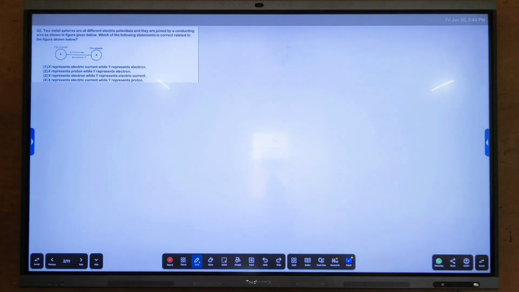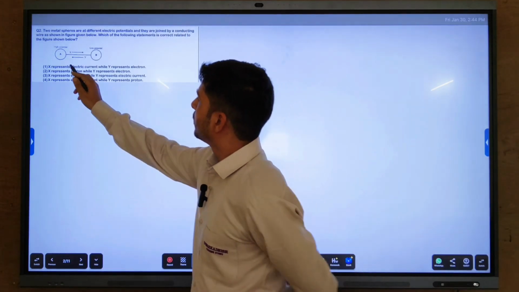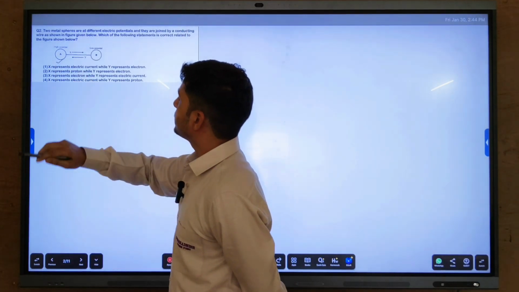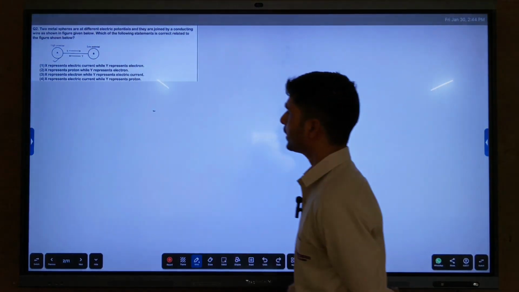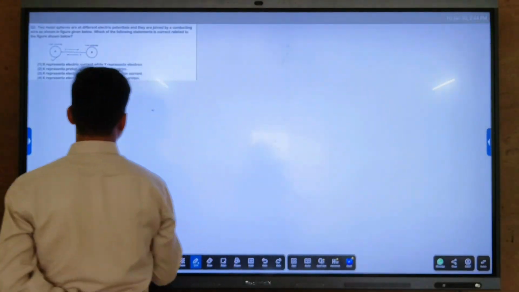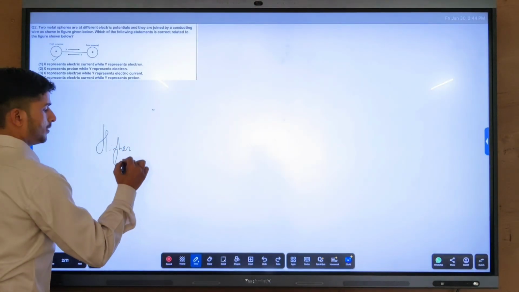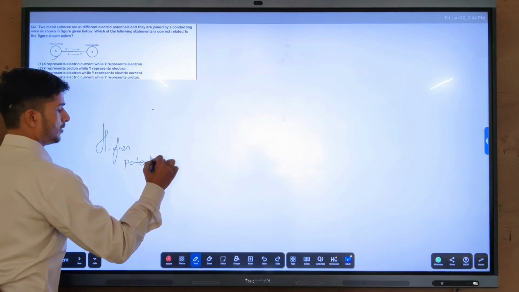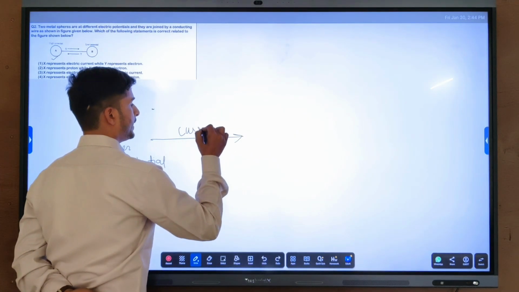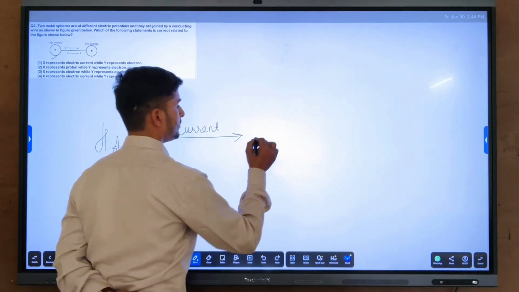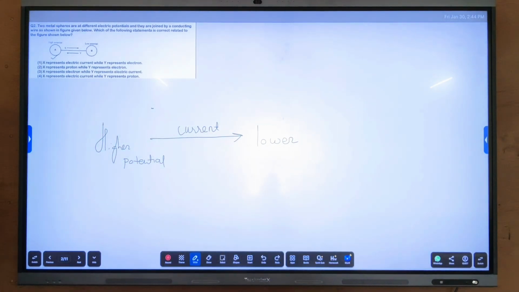Here in question number 2, we are discussing about the higher potential element and lower potential conductor. So current will always flow from higher potential to lower potential. This will be the current direction. Higher potential to lower potential.